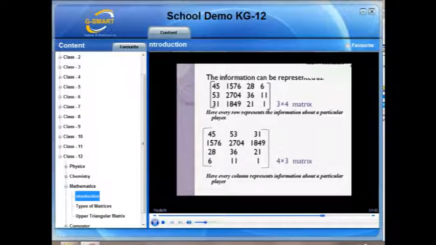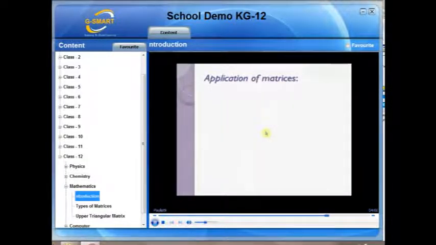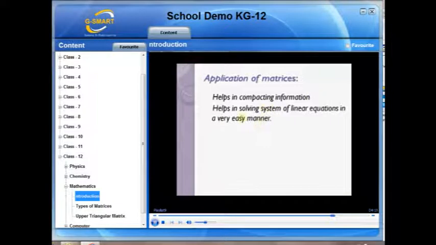Thus we see that matrices can be a very efficient tool in depicting data and solving problems. The application of matrices in different fields: first of all, it helps us in compacting information that we have already seen. It helps in solving systems of linear equations in a very easy manner. This is a very important purpose of matrices, and we are going to study this aspect of it in a very detailed manner in the next lecture.